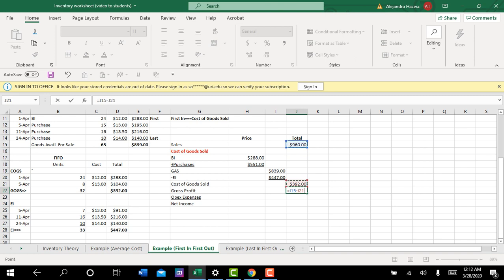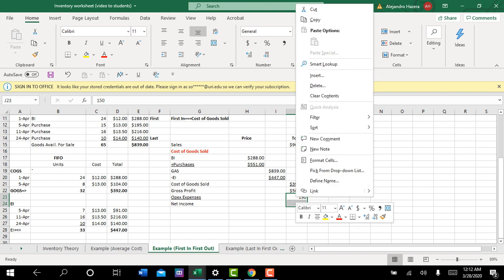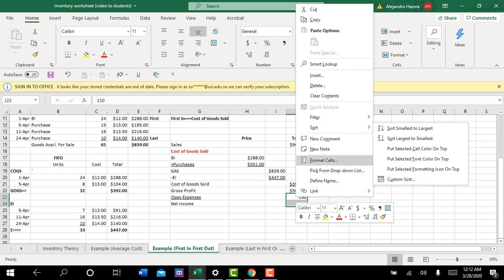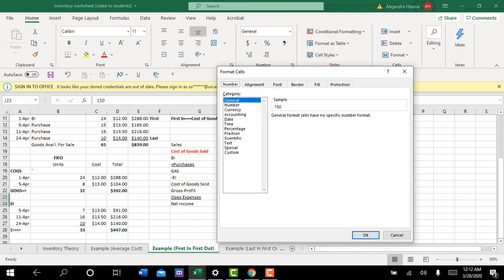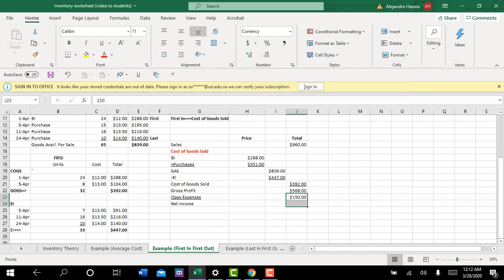We've been just assuming operating expenses of $150. Sales, currency, 2, fine. Okay. So 568 less the 150 gives you net income of, equal to 568 minus 150, gives you net income of 418.